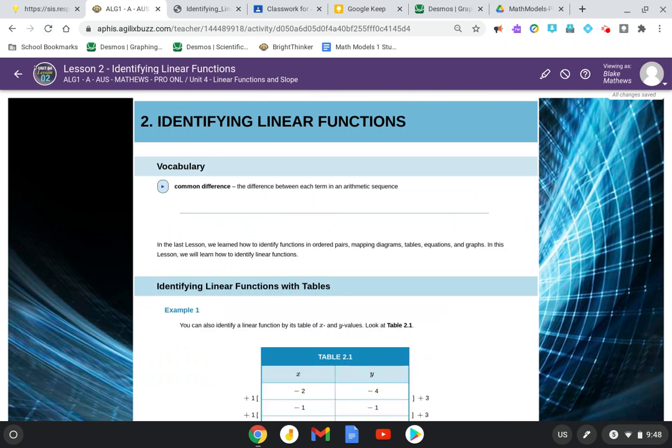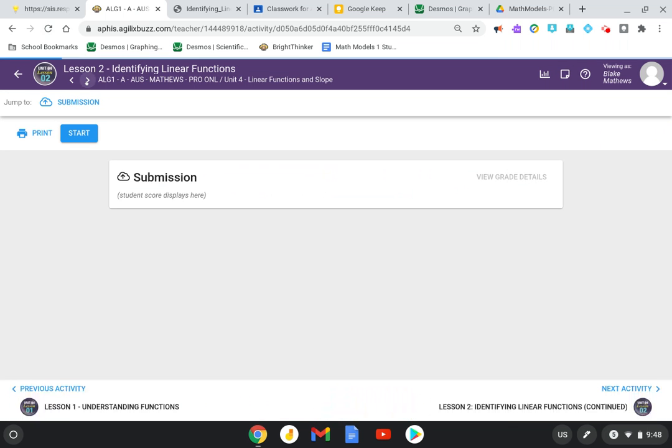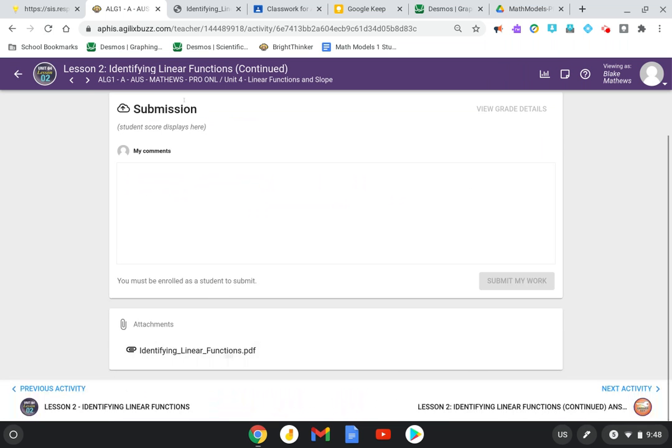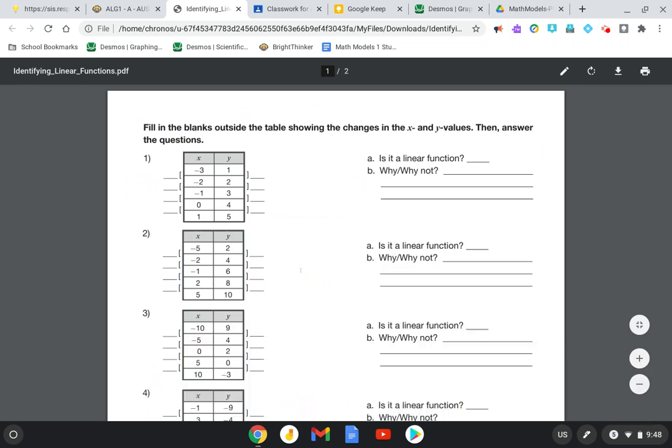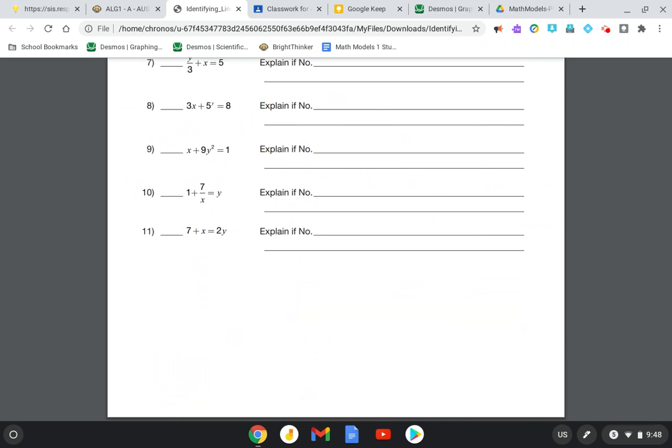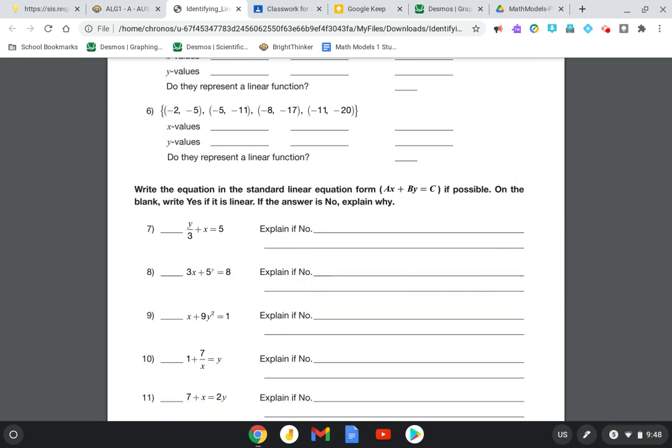So that's this lesson, and then I'll jump to the next part of this lesson because you need to open the attachment, and the attachment looks like this. I would complete these on a separate sheet of paper, and then you upload those to the Buzz system, and I can see your answers that way.